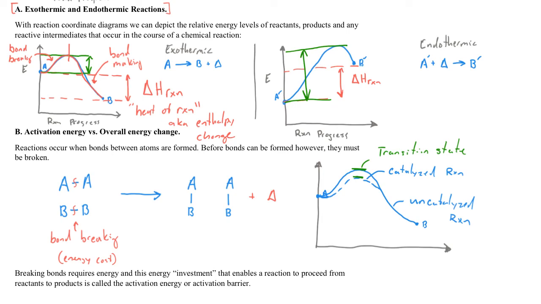The big picture is knowing about the different curves for exothermic and endothermic reactions, and understanding that what a catalyst does in a reaction is lower the energy of the transition state. And there's the activation barrier, where that comes from: the breaking of bonds, and the other side of it is from the bond making.